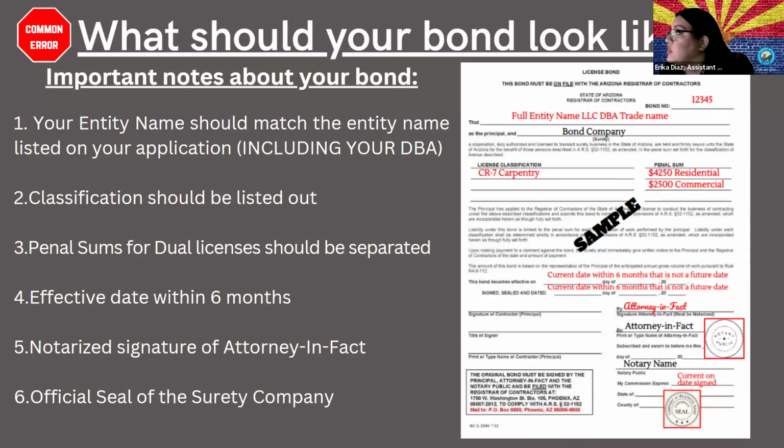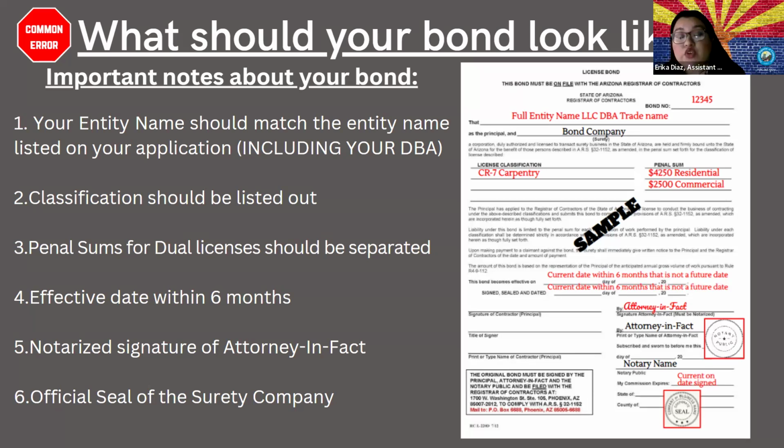All right, so this is a sample of what our bond should look like. Again, this is where the errors happen quite a bit, and we're really hoping to reduce those. So the important notes about the bond is your entity name. And again, if you're using a DBA, it is required to be on there.